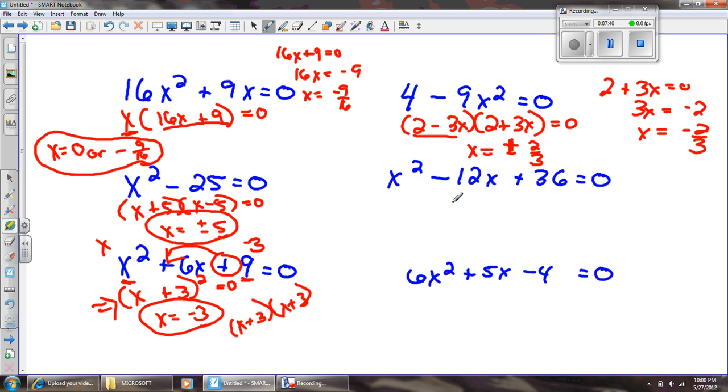Okay, coming down to this one. Looks like it's a perfect square trinomial again. This is a perfect square. That's a perfect square. 6x doubled is 12x. It's going to be x minus 6 quantity squared, or times another quantity, x minus 6, which means x is going to equal 6. There we go. I am going through this really quick, but I expect you to have mastered it.